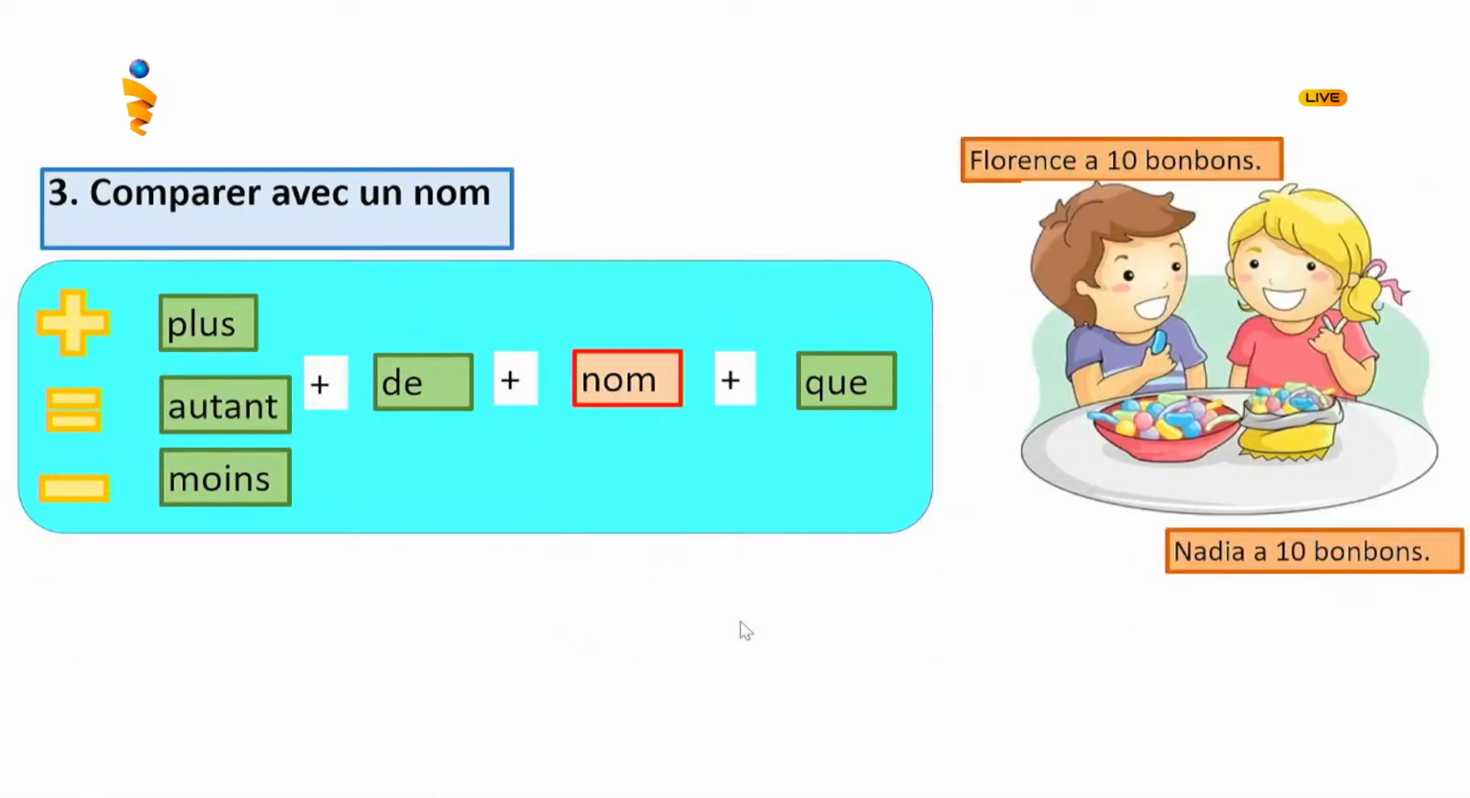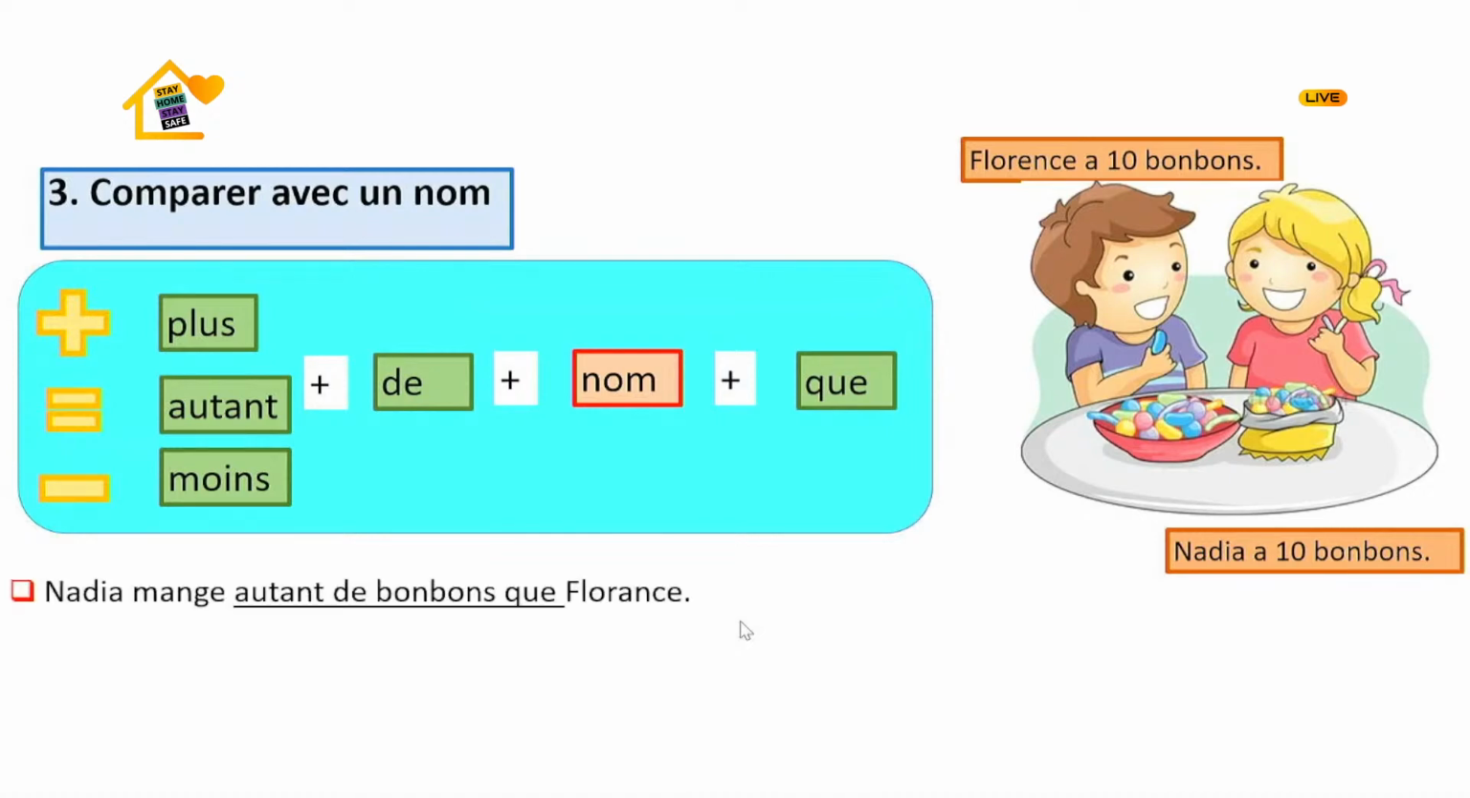So now we are comparing these two children. Florence a 10 bonbons. Nadia a 10 bonbons. Both of them have equal amounts of sweets. Now we'll see. Nadia mange autant de bonbons que Florence. So here not aussi, remember, it is autant. Nadia mange autant de bonbons que Florence. That means Nadia eats as many candies as Florence.